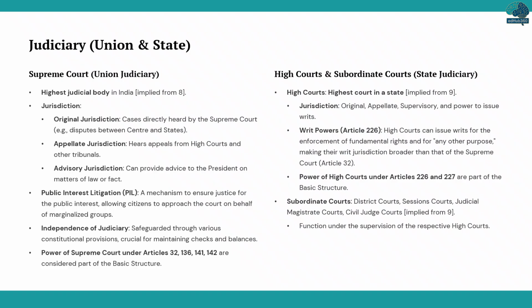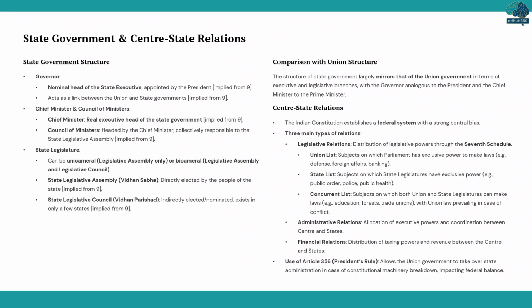Finally, we have the subordinate courts, including district, sessions, and magistrate courts, which function under the supervision of their respective high courts. Now let's look at the state government structure. The governor is the nominal head of the state executive, appointed by the president, and serves as a crucial link between the union and state governments. The real executive authority rests with the chief minister and the council of ministers.